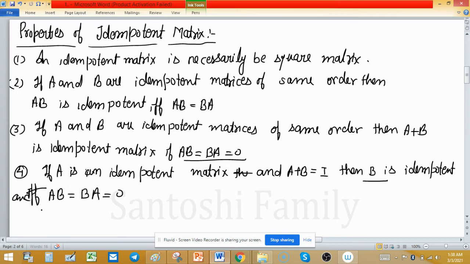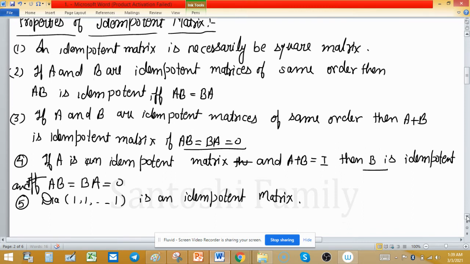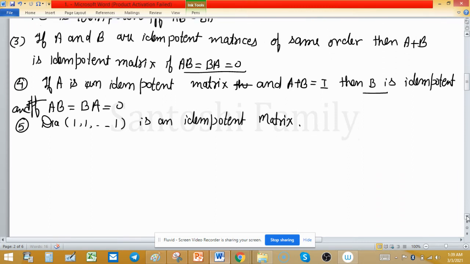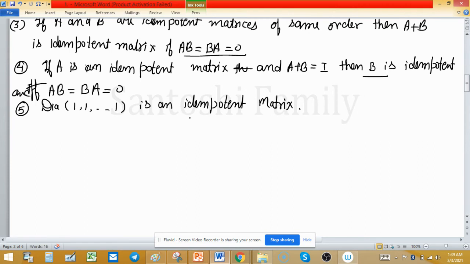Now it is perfect. The fifth property is: a diagonal matrix with diagonal elements 1, 1, 1 is an idempotent matrix. This diagonal matrix is nothing but the unit matrix. The identity matrix of any size is an idempotent matrix.